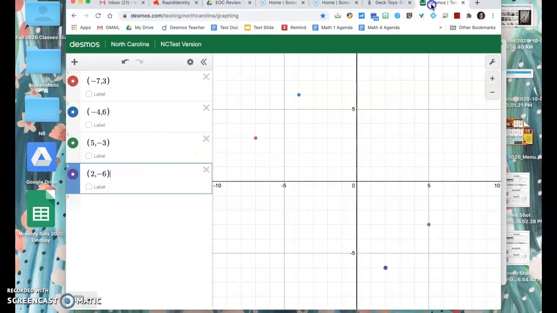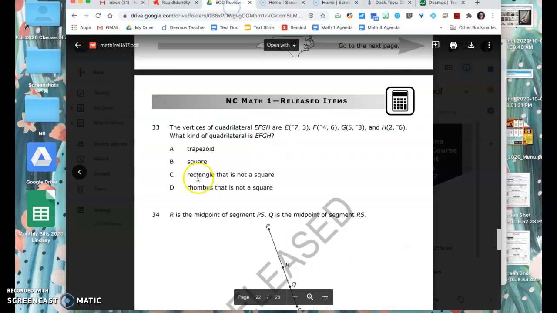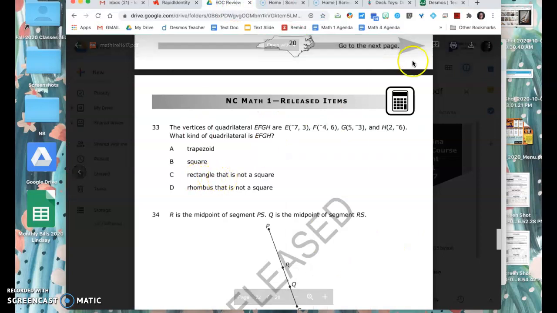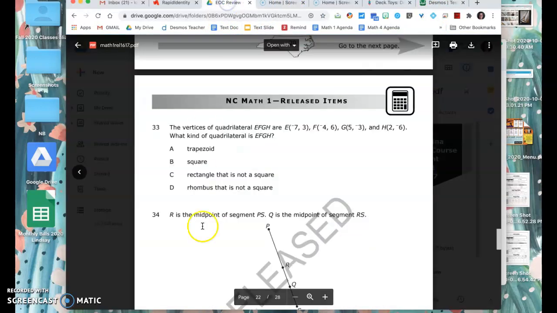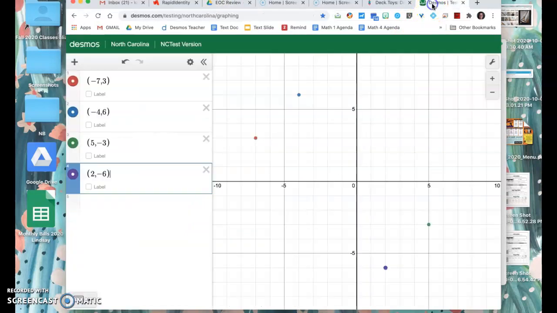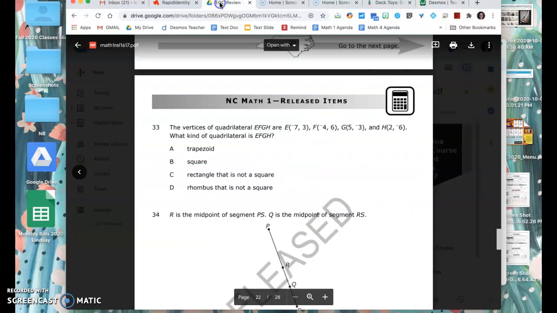A square has to have 4 congruent sides, this does not have 4 congruent sides. It says a rectangle that is not a square, I think we all can agree this is a rectangle that is not a square. And a rhombus that is not a square. So a rhombus has to have 4 congruent sides too. This does not have 4 congruent sides. So my answer here would have been C.